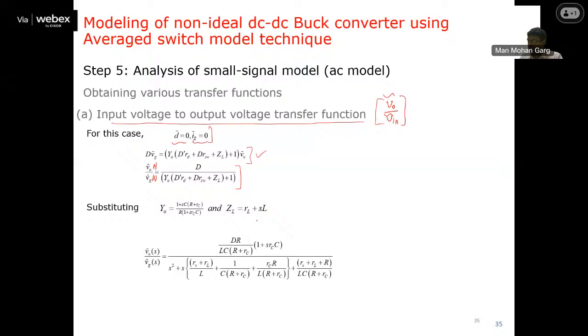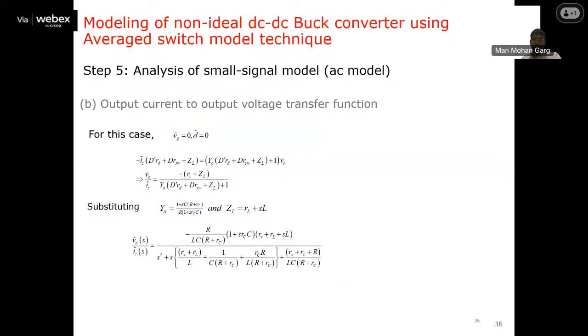Now we put the value of Y naught and ZL, and we get this transfer function. So this is the same transfer function which we have obtained using the state space averaging. Now output current to output voltage transfer function. When we are getting this output voltage to output current transfer function, why is it useful? So this is basically the output current to output voltage transfer function.